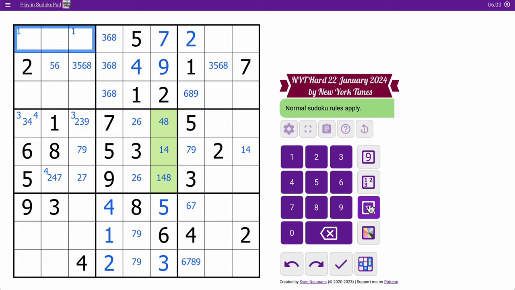Okay, 2, 5, 7 in row 1. 1, 2, 4, 6, 8, 9. Well, this isn't 6 or 9. That's not 3 or 8. Or 1. That's not 4.